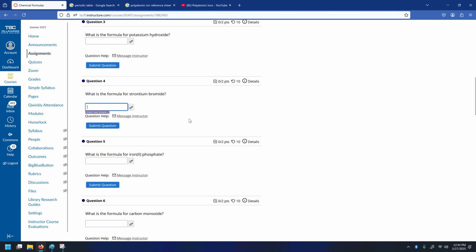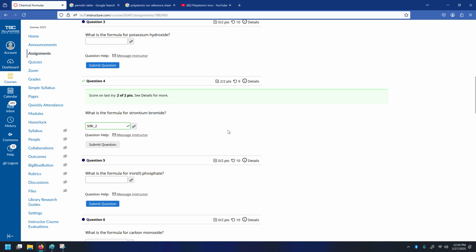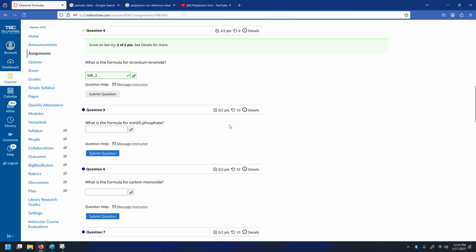So, to enter this name, we're going to go capital S, little r, capital B, little r, and then because there were 2 of those bromines, we hit it with an _2.